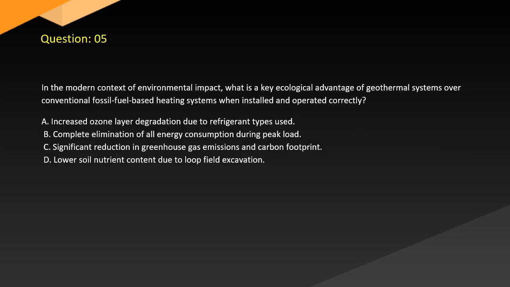Question 5. In the modern context of environmental impact, what is a key ecological advantage of geothermal systems over conventional fossil fuel-based heating systems when installed and operated correctly? A. Increased ozone layer degradation due to refrigerant types used. B. Complete elimination of all energy consumption during peak load. C. Significant reduction in greenhouse gas emissions and carbon footprint. D. Lower soil nutrient content due to loop field excavation.